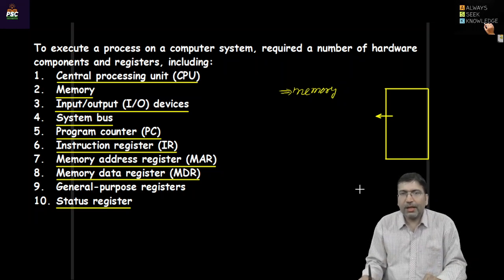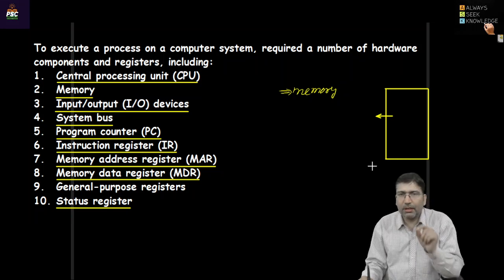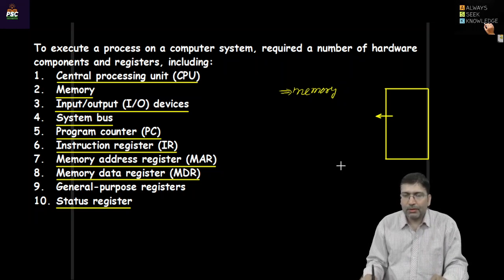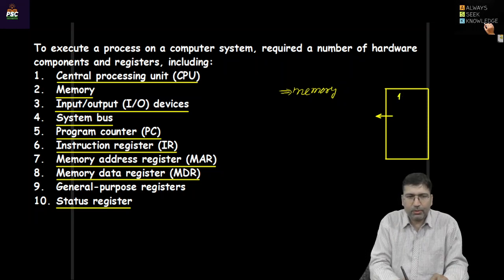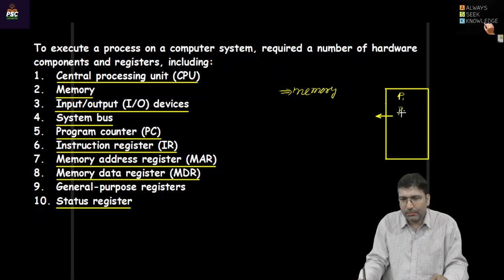But if we have only a single CPU or single processing unit or single ALU, at a time only one process can be initiated. So generally what we do, we load multiple processes in the memory. At a time we don't load only a single process, we load multiple processes. So let's say we are loading P1, P2, P3, P4 processes in the memory like this.